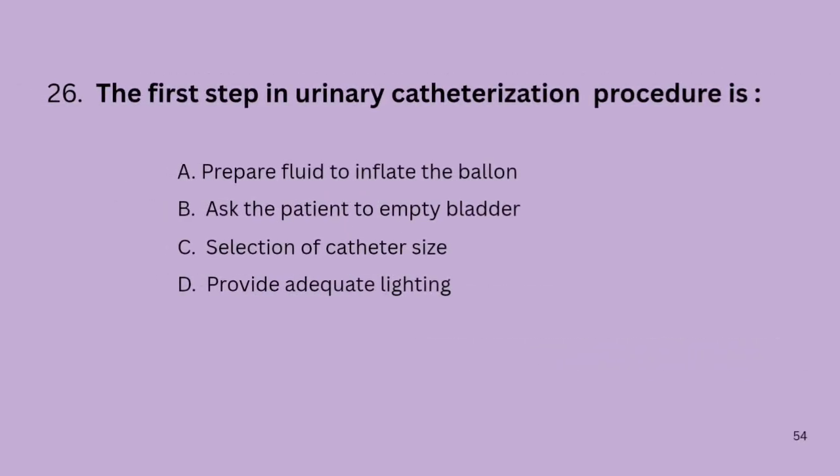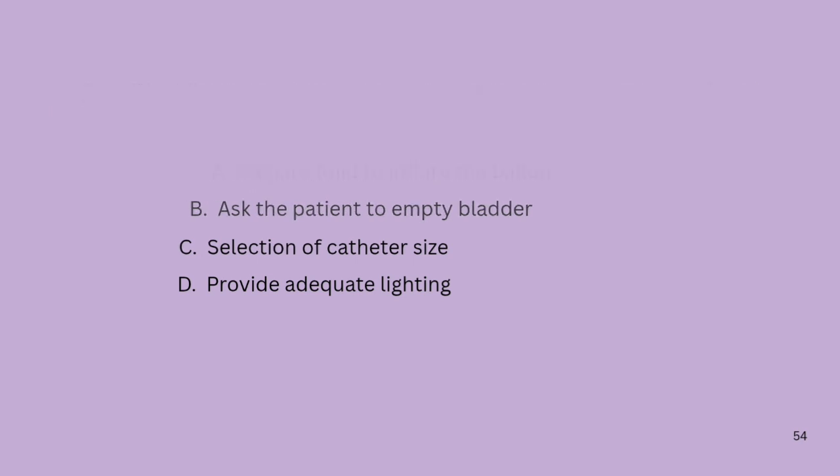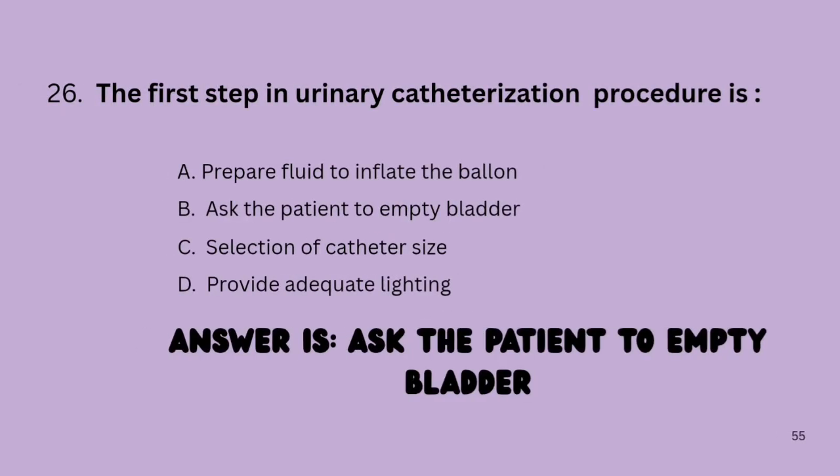Number 26. The first step in urinary catheterization procedure is prepare fluid to inflate the balloon. Ask the patient to empty bladder. Selection of catheter size. Provide adequate lighting. The answer is ask the patient to empty bladder.